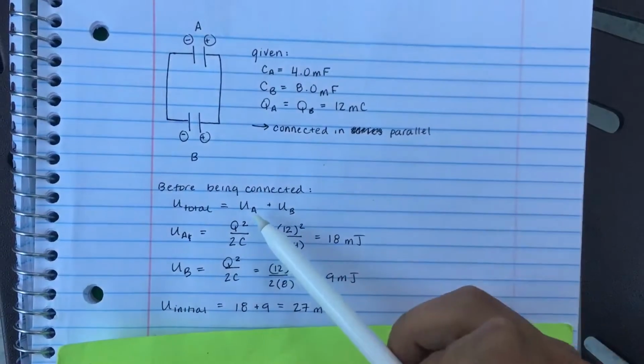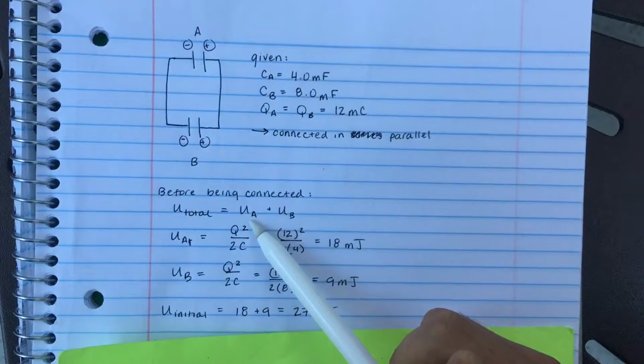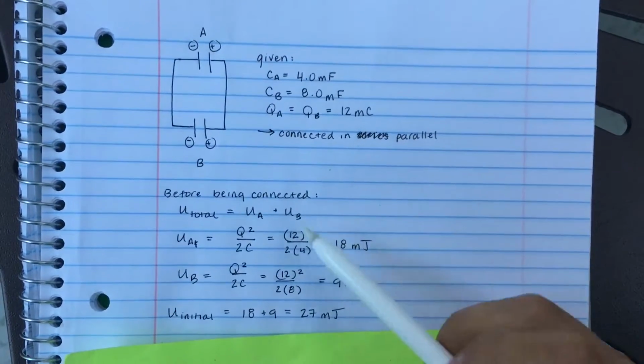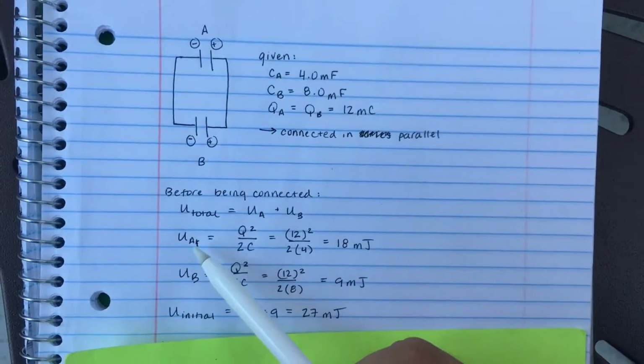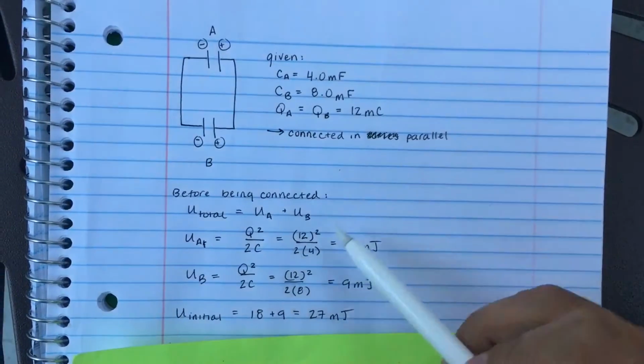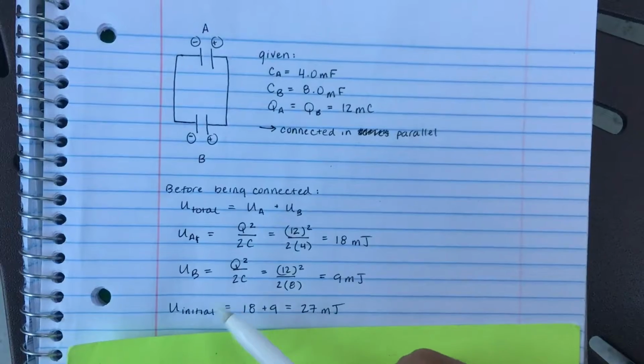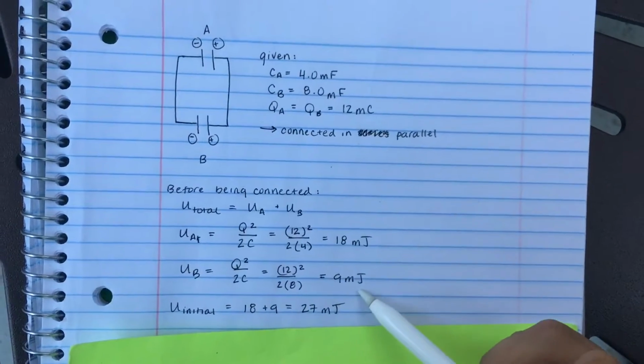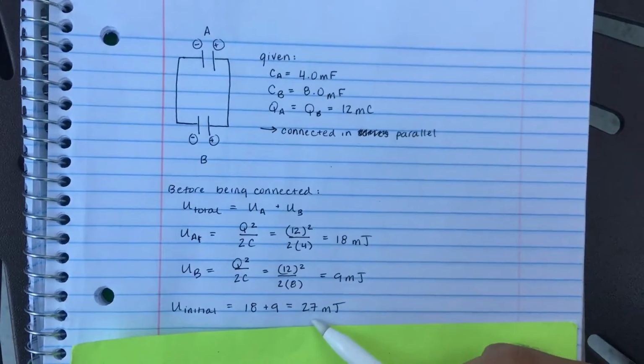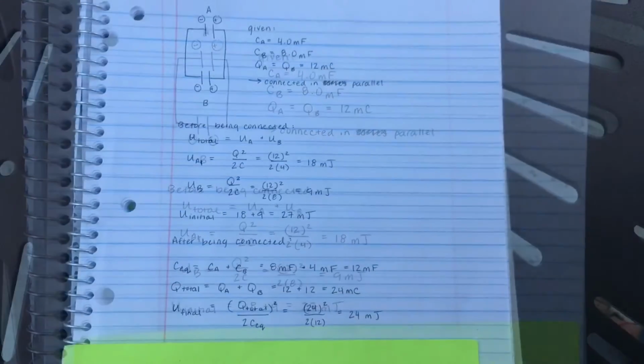To find that, you have to add the initial energy stored in capacitor A to capacitor B. We use these formulas. So for capacitor A, we plug in our givens up here, we get 18 millijoules. We do the same step for capacitor B, we get 9 millijoules. When we add them together, we get 27 millijoules for the whole system.